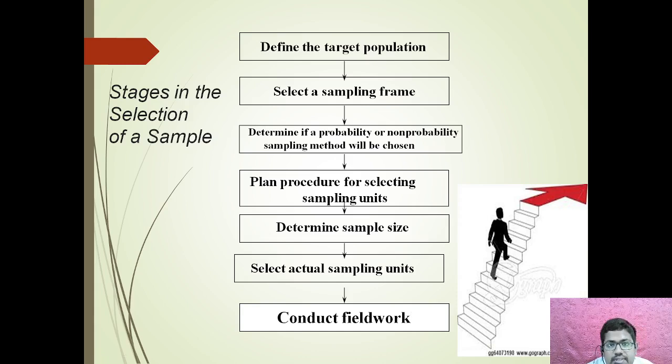Then, the stages in the selection of a sample. First, we should define the target population. That is, we can go for highest production and productivity. Then select the sampling frame. Determine whether a probability or non-probability sampling method will be chosen; we will see that in further slides. Then plan the procedure for selecting sample units. If in the district, we can go for the block. In the block, which block has the highest area? That is the planned procedure, and the way we approach the farmers. Then determine the sample size, that is, how many samples we are going to take.